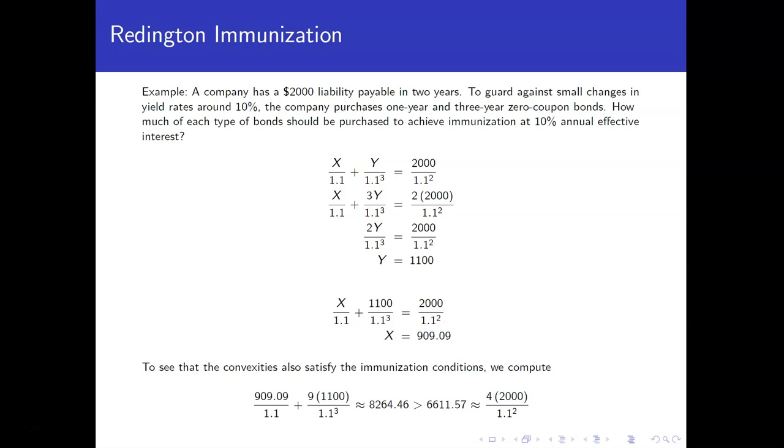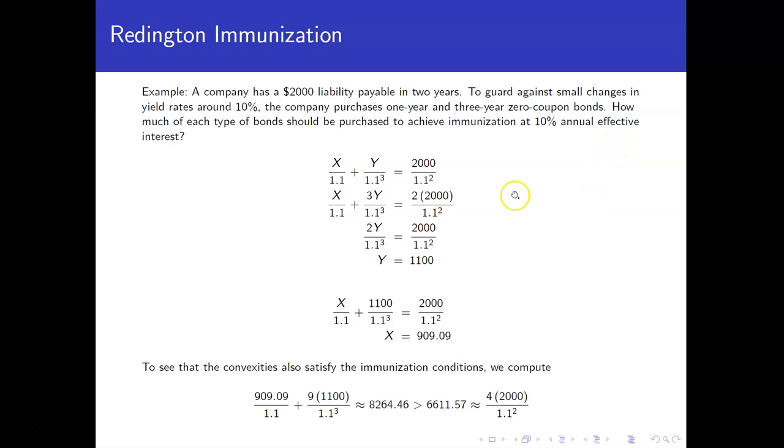All right, so let's do an example. This company has a liability that it pays $2,000 in 2 years. We want to guard against small changes of yield rates around 10%. So again, that means that at 10% interest, when we're calculating these things, we want to make sure if we have a small drop or a small increase, we're still able to cover the liabilities with the assets that we have. All right, we're going to choose some 1-year bonds and some 3-year bonds going on either side of 2 years. We're going to calculate how much of each bond should be purchased to achieve immunization at a 10% annual effective interest rate.